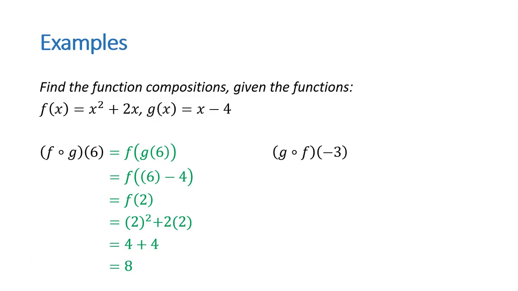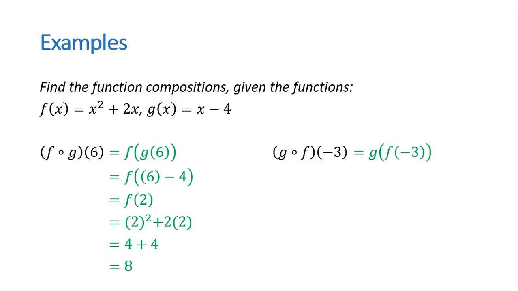Let's try another one. So now we want to do g compose f of negative 3. So notice in this case the order has flipped. The order we plug functions in is based on the order it's written in the problem statement. So now f is considered to be the inner function and g is going to be the outer function. So g composed f of negative 3 is the same thing as saying g of f of negative 3, and that's how we write it, g of f of negative 3.